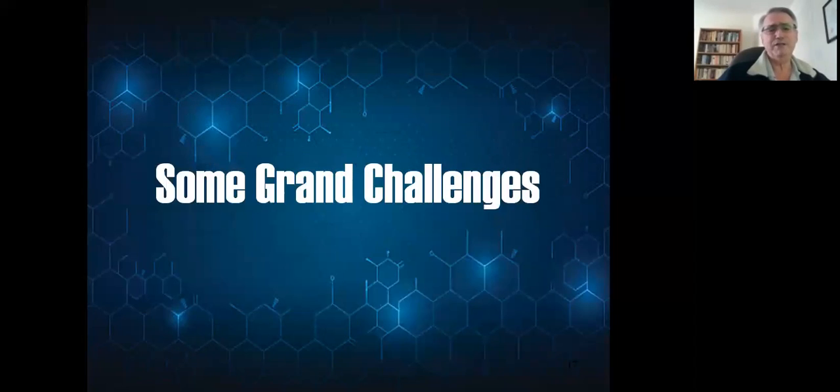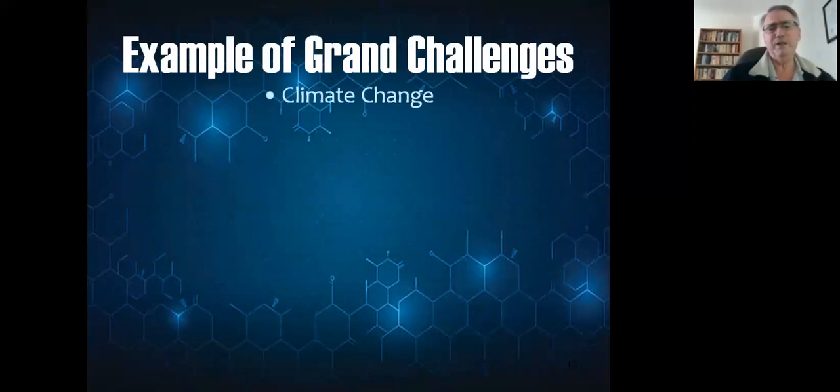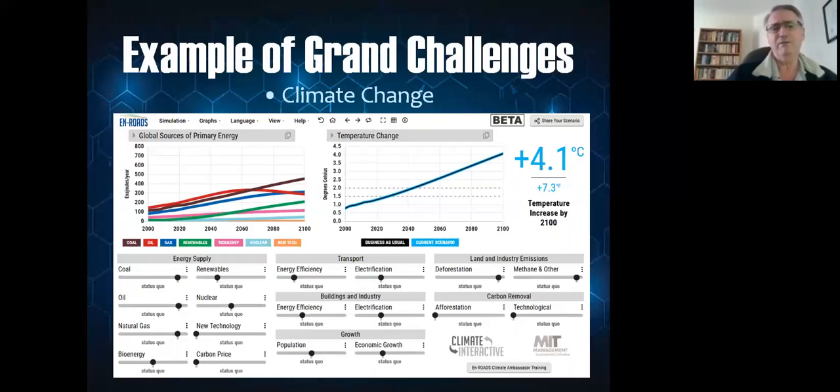Some of the grand challenges that I have seen worked on by System Dynamists and that I've worked on myself include climate change. For example, this is a model of energy use and the impact on climate change. So you can see on the graph on the left-hand side, the energy use, and the colored lines represent the different types of energy. And the bottom parts of the diagram show these switches that you can use to increase or decrease various parameters in the model.